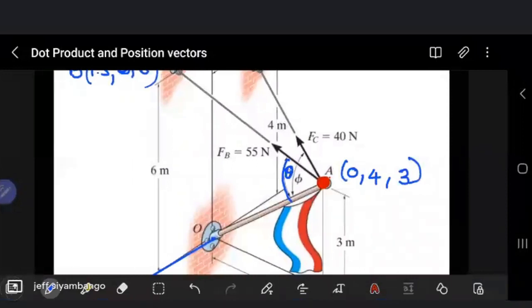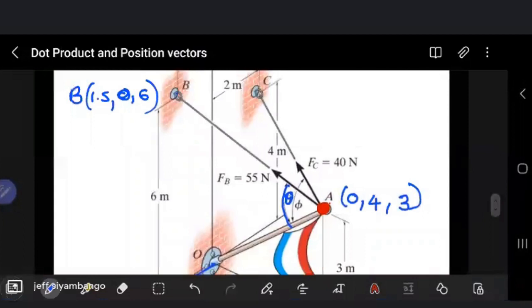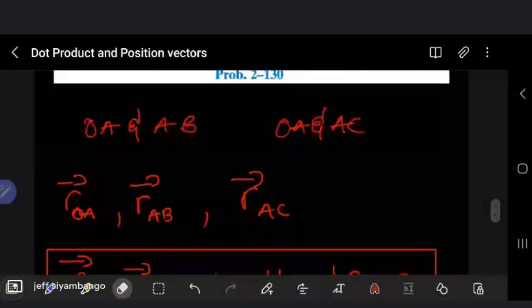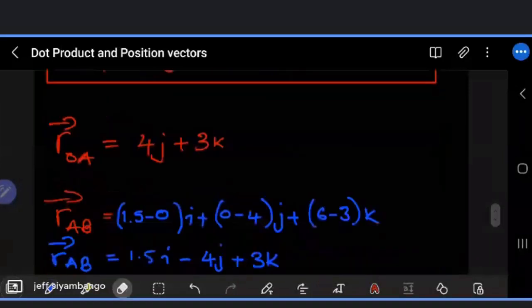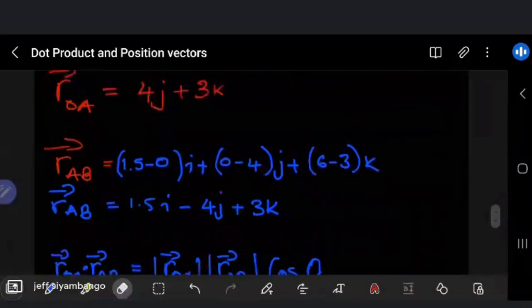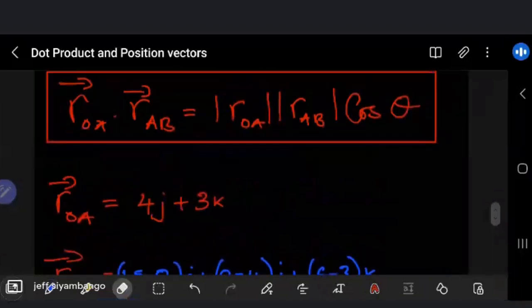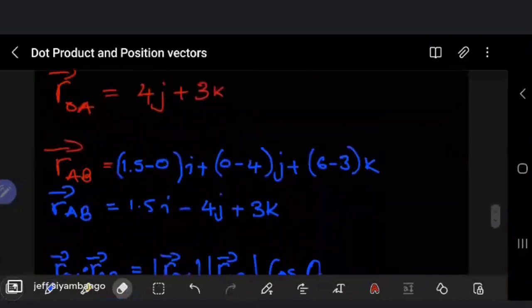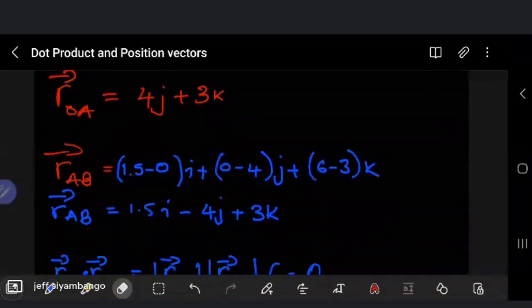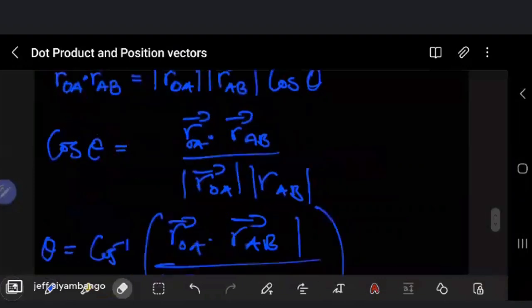Sylvester? For A. ROA. ROA is there's no 5. Or how did you end up with the 5? We ended up with the, yes, please. Where?